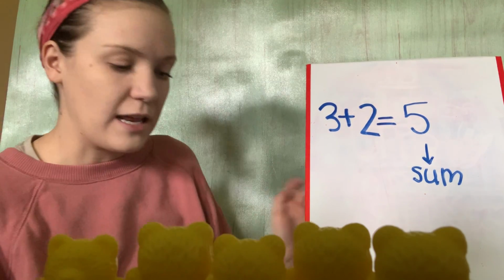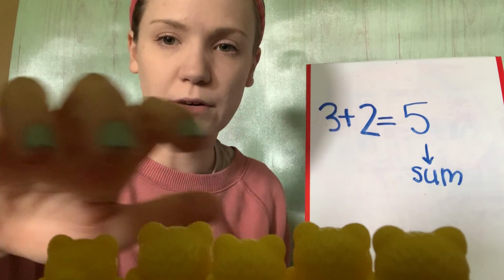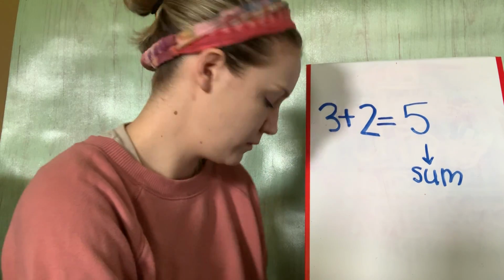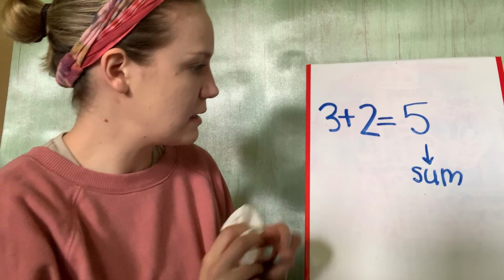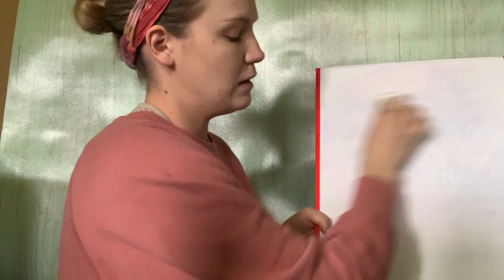So let's go ahead and start a new group, okay? Let's see, I'm going to erase these. All right, so this time we'll start with 2 blue bears, and we're going to add 4 yellow bears. So 1, 2, 3, and 4, okay? Sorry, you can only see the top of their heads.